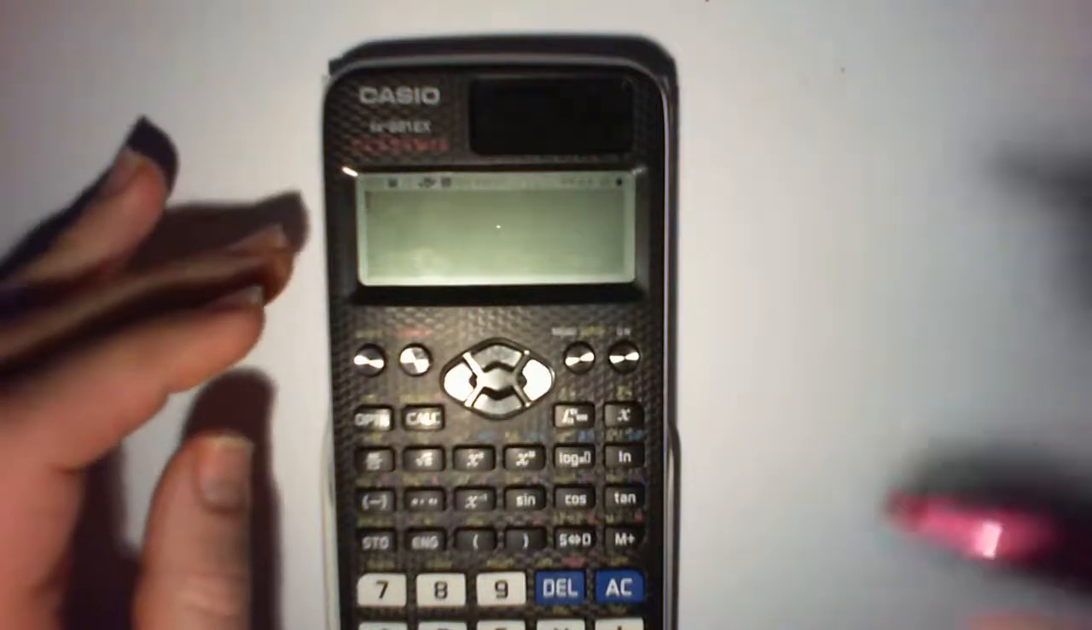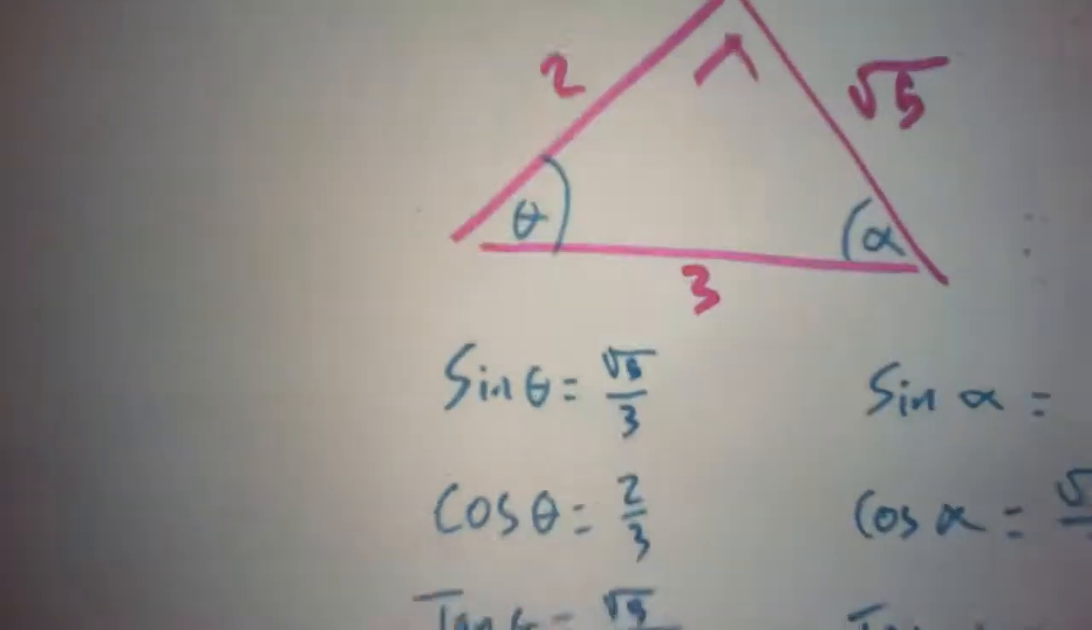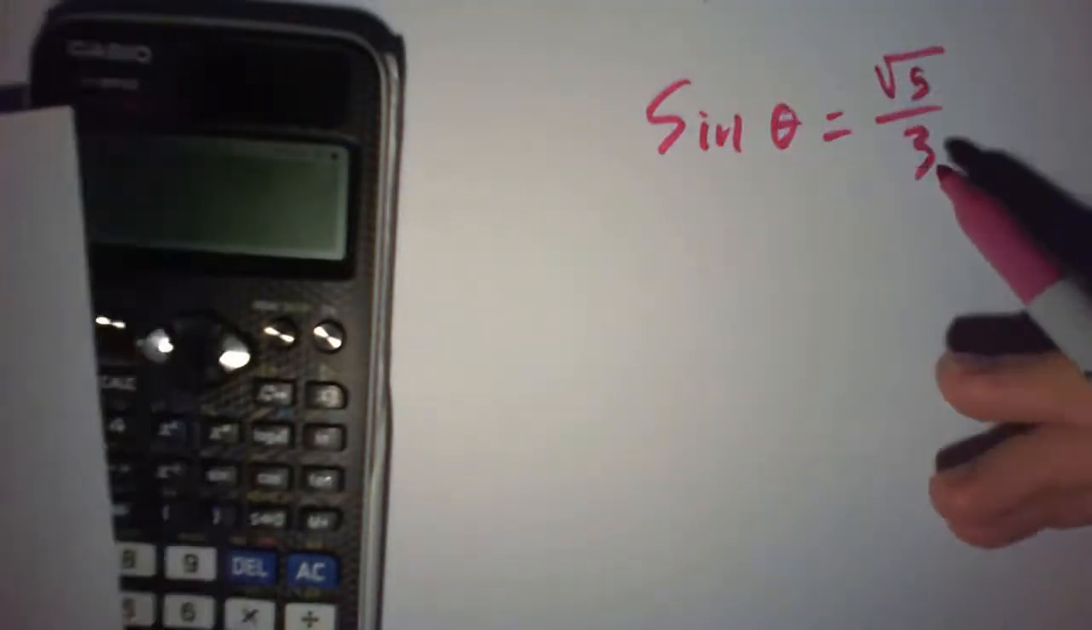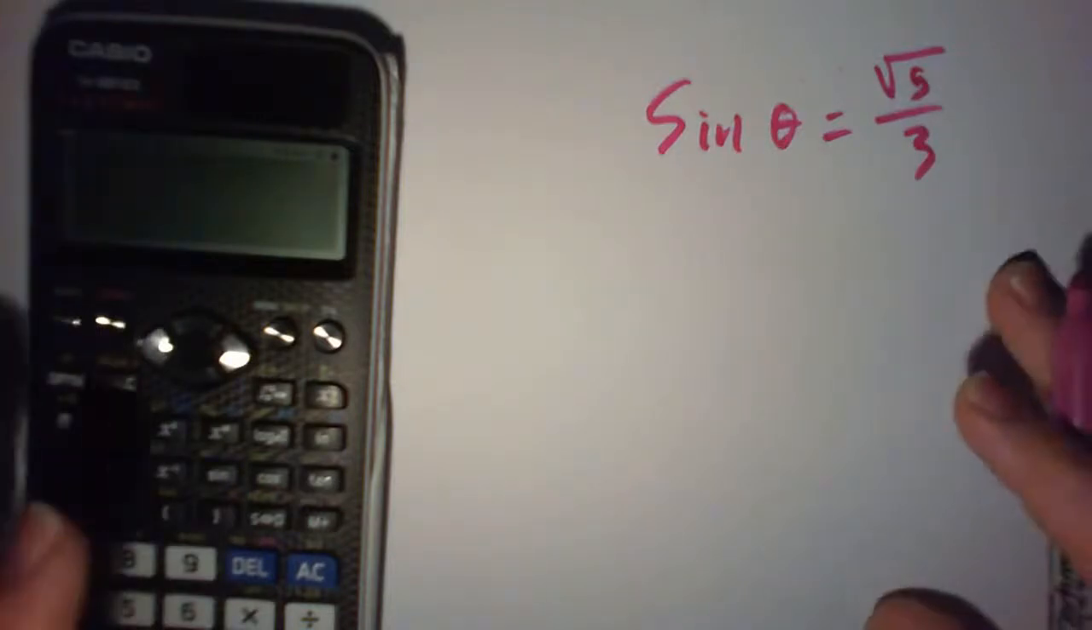So why are we going to use the calculator? Well, we're going to show how to move between the sine and the angle and the angle and the sine, okay? So what we'll do is we will start with some of the ones that we had previously. So if you bear with me here. Sine of the angle is root 5 over 3. So how do I find the angle?